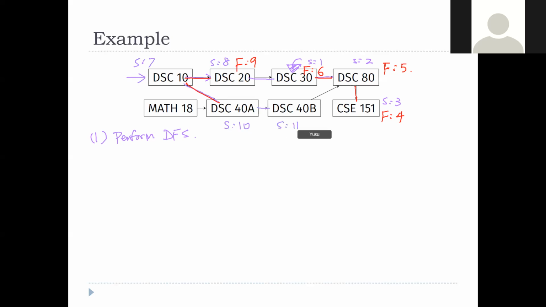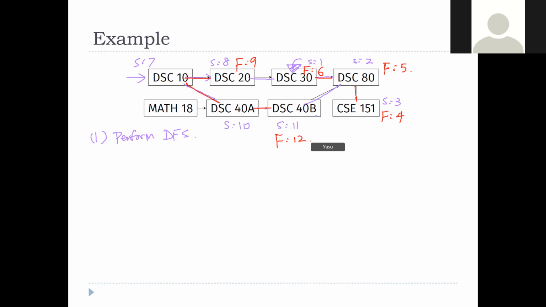And this edge is red because we discovered a new node. Then at DSC 40B, we look at its neighbor, we find DSC 80, but DSC 80 is already visited. So that means that we don't do anything, we come back. And there are no more neighbors of DSC 40B. So we now set its finishing time to be 12.